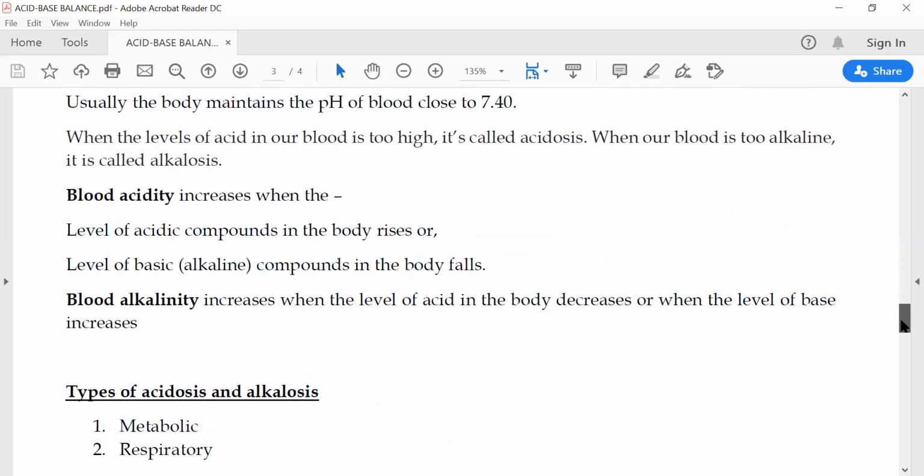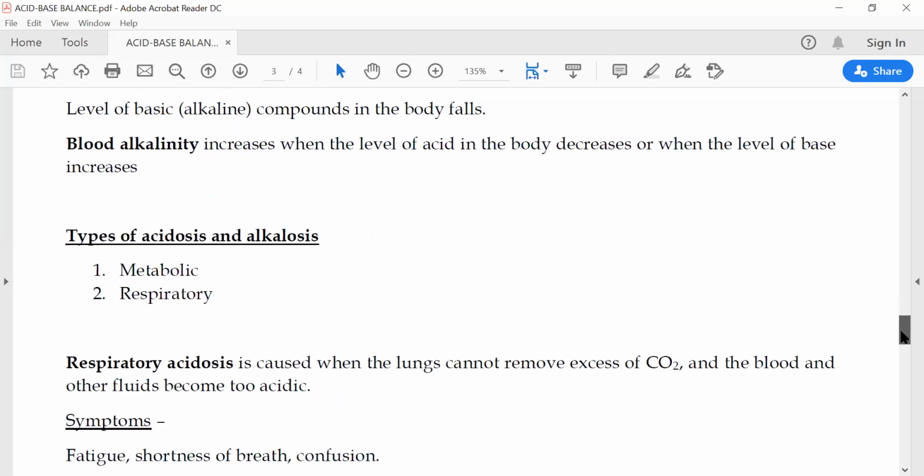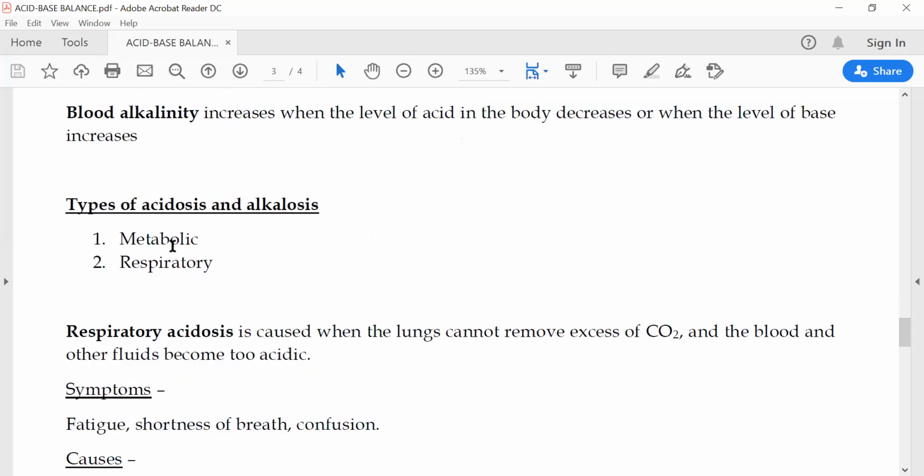So blood acidity increases when the level of acidic compound increases, or when the level of basic compound decreases. And blood alkalinity increases when the amount of base increases in the blood and the amount of acidic compound decreases in the blood. Now we have two types of acidosis and alkalosis. The first is called metabolic, and the second one is called respiratory. So these are the two types of acidosis and alkalosis.